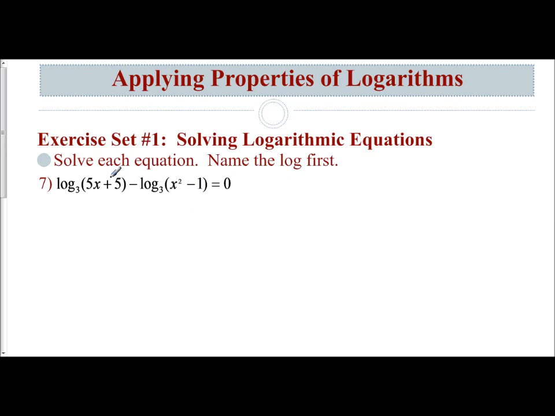First thing I'm going to do is identify the property of logs that I'm dealing with. I see I am subtracting logs. That's like subtracting exponents, which occurs when you're applying your quotient rule. So we are going to do the quotient of logs property. That means to combine them together into one log base 3, I have to take the quotient of my expressions. And so I'm going to have 5x plus 5 over x squared minus 1, and that is equal to 0.